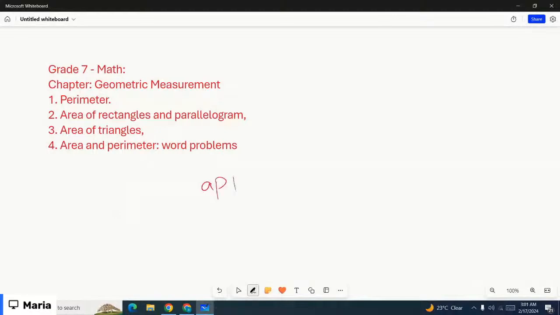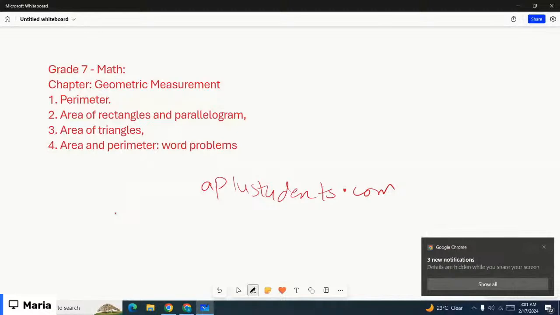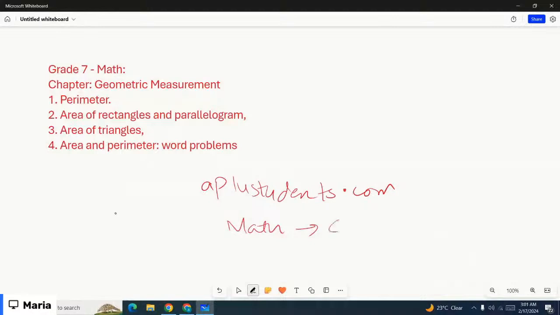You can find all the lessons on students.com. You have to log in there using your email address and the password provided by the administrator. Then you have to select math from the subject tab, scroll down to grade 7, and then click on view all lessons. There you can find a list of the chapters.